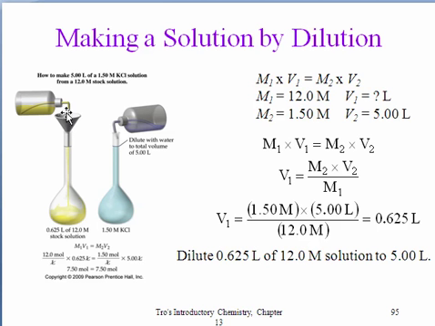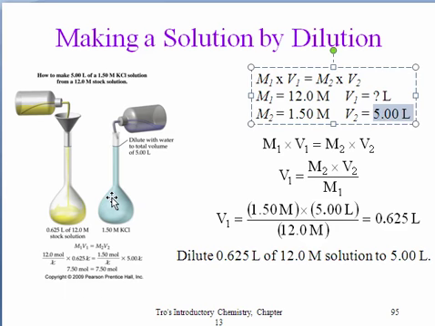Our stock solution is our concentrated solution. So we add this to our volumetric flask. And remember, our volumetric flask is a flask that has one line on it that tells us a specific volume. So we have our 625 milliliters of our concentrated solution, and then we add enough water to make 5 liters using this volumetric flask.